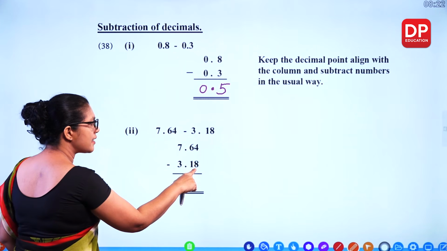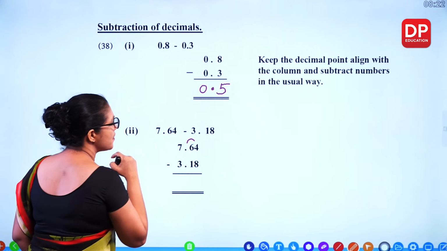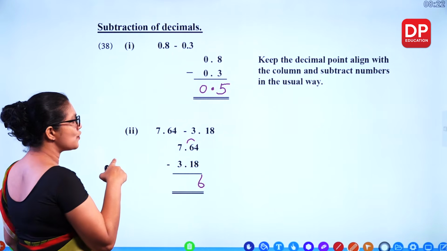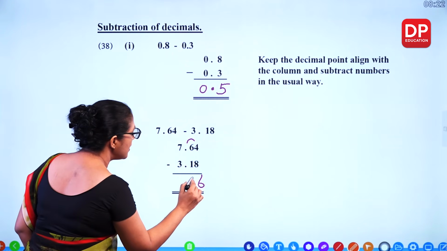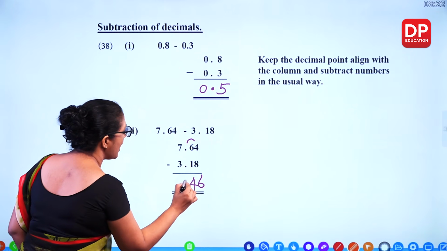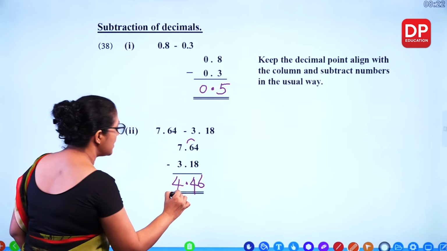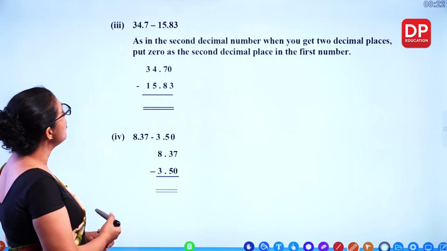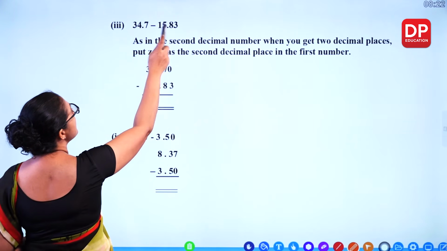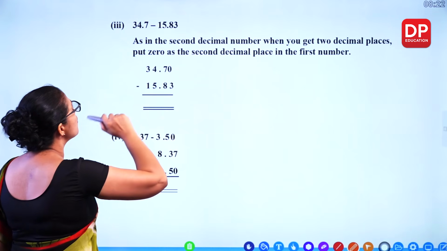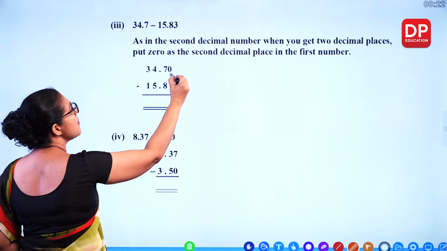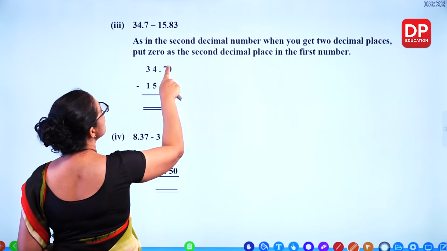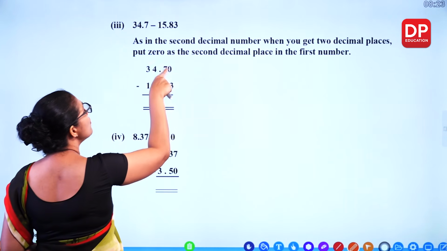You can't subtract 8 from 4. Take 1 from this side. 14 minus 8 is 6. Now here that's 5. 5 minus 1 is 4. And 7 minus 3, that's 4. Subtract these two now. In this one only tens place and this is hundreds place. So when you are writing, make sure that you put a 0 for the missing one. So hundreds place, nothing there, so you put a 0.